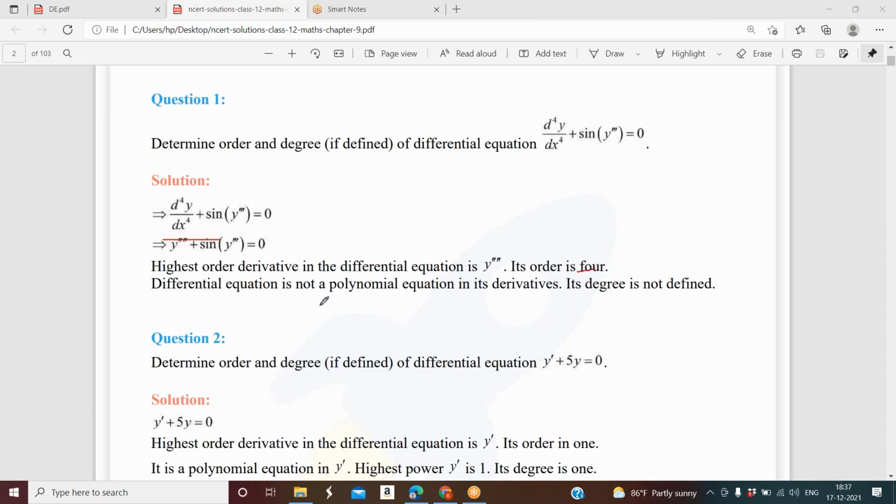But can we define the degree? No, we cannot define the degree. It's not a polynomial equation in its derivatives, because I told you, it is sine of y triple dash. Sine of the derivative. It is not a polynomial equation in its derivatives. If it is a polynomial equation in its derivatives, then we can define the degree. So for this equation, we cannot define the degree.